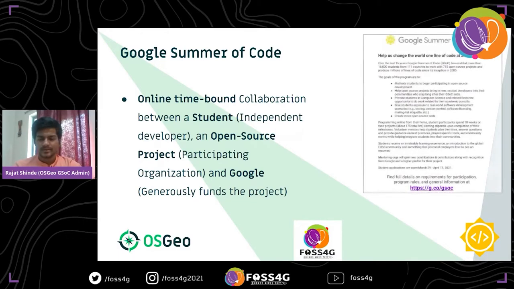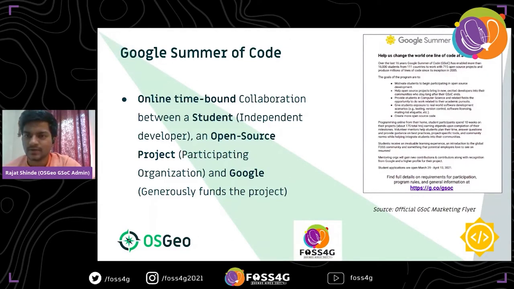So this is a small snippet, which we have taken from the official Google Summer of Code marketing flyer. As you can see from the tagline, it says help us change the world one line of code at a time. Over the last 16 years, Google Summer of Code has been giving new students an opportunity to contribute code to open source organizations. And this has helped a lot to the participating organizations and also the students. We'll come to that in the coming slides. Now, to get the full details, you can visit the website as given on the official flyer, g.co/gsoc.